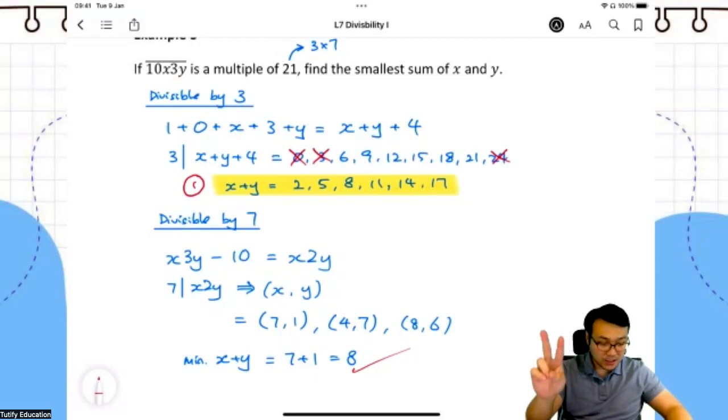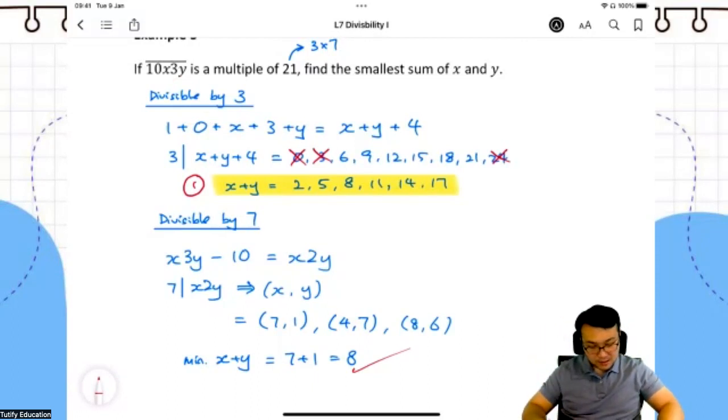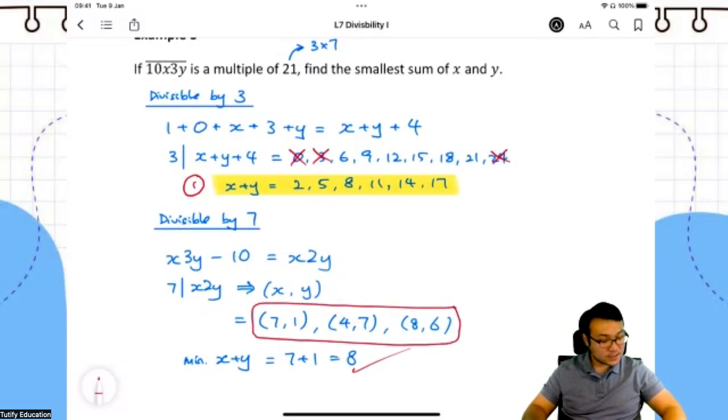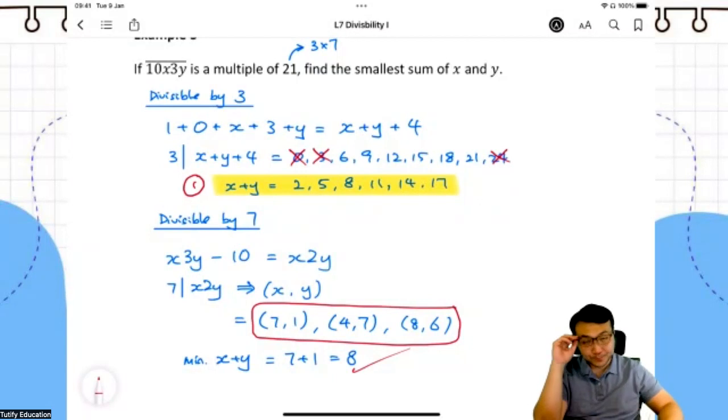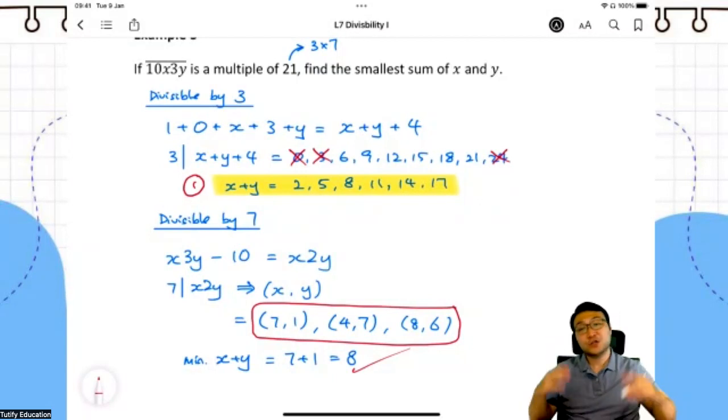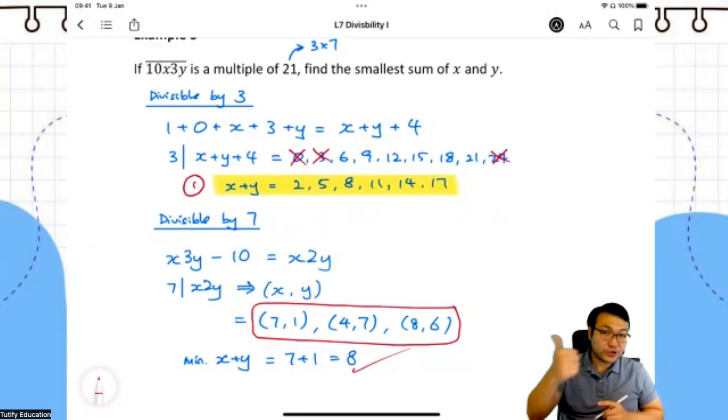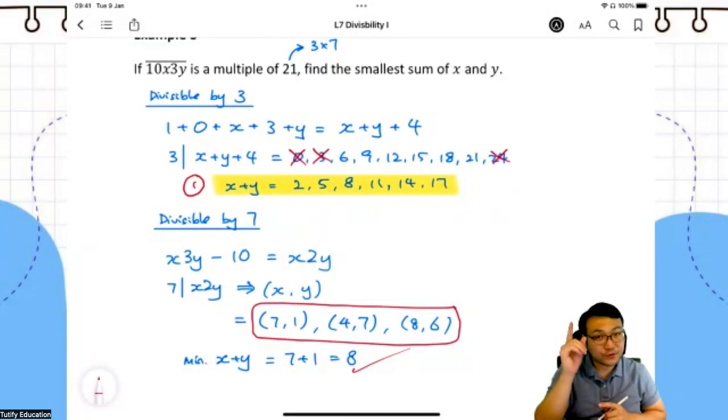The second condition is x2y must be divisible by 7. And therefore, we came up with all these numbers because we know that these are divisible by 7. But if you are divisible by 7, and yet you are not divisible by 3, can you be divisible by 21? Cannot. You have to be divisible by both 3 and 7. So you must satisfy both conditions.